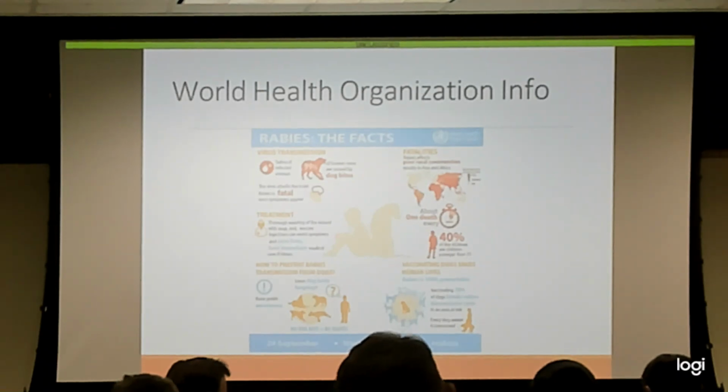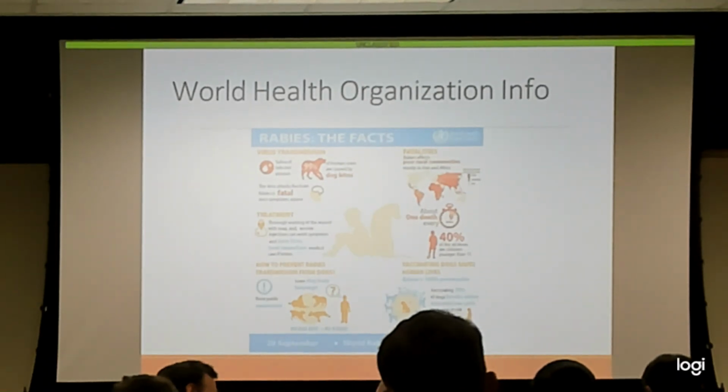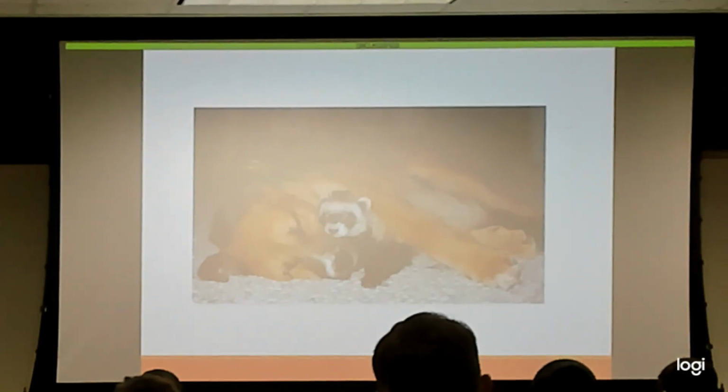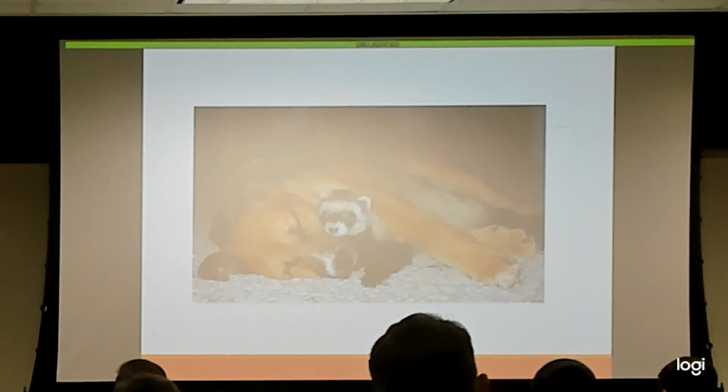This is the World Health Organization. Rabies Day is 28 September. It happens every year, and they try to raise awareness to prevent rabies from around the world. So they've got really good posters. This is to evoke an emotional response.